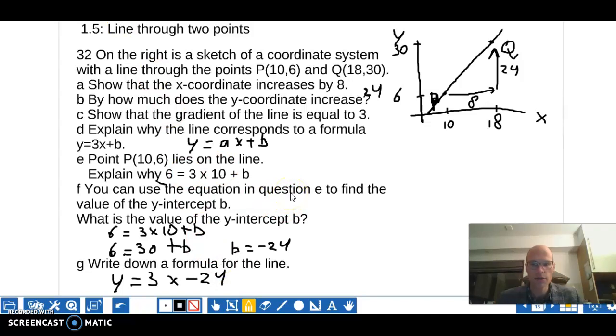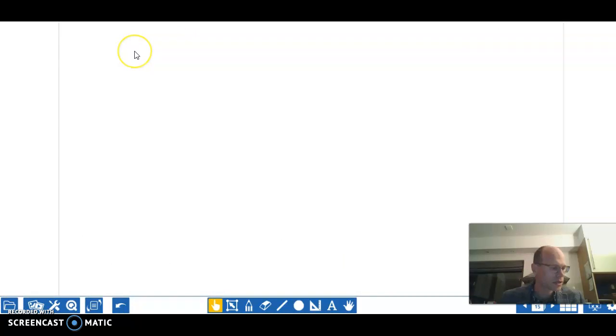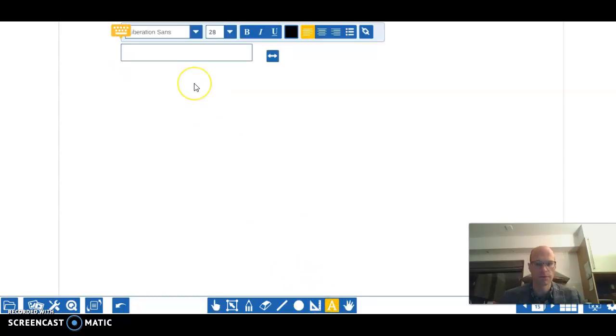Now we're going to take a look at the method and how to do this during a test, during questions, if you have 2 points and you need to find the formula. First thing they say: make a sketch of the coordinate system and draw a line through the given points. So make a drawing, make a graph. So first step. Then you know what is going on.